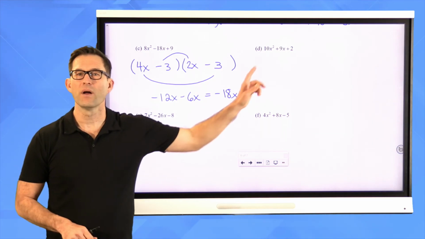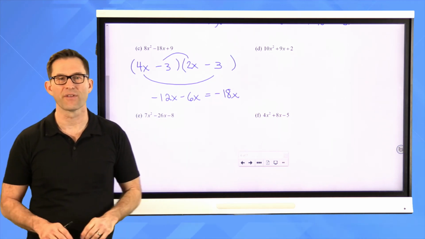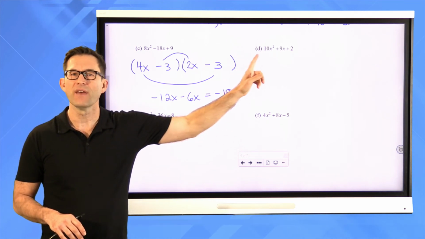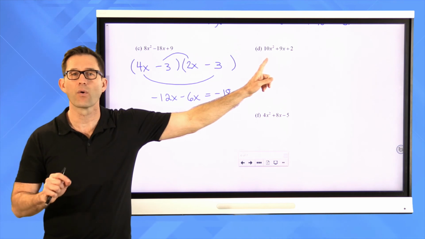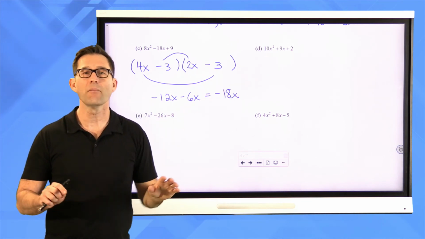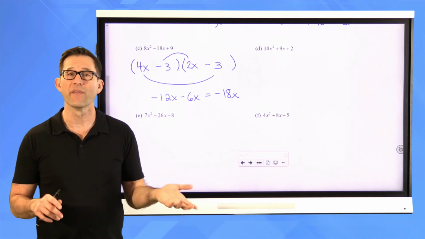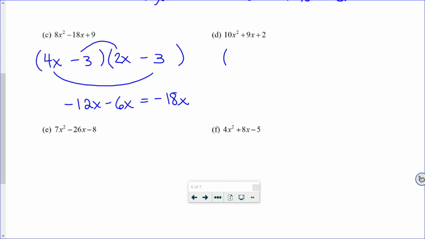All right, well, let's take a look at 10x squared plus 9x plus 2. I like the fact that everything's positive there. There's going to be no negatives going on in this whatsoever. The 10 is a bit of a challenge because it can be factored as either 10x times x or 5x times 2x. I am always biased to starting off with the 5x times the 2x rather than the 10x times the 1x. But again, you never know, right?